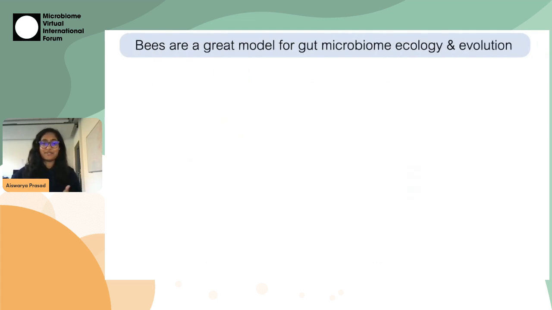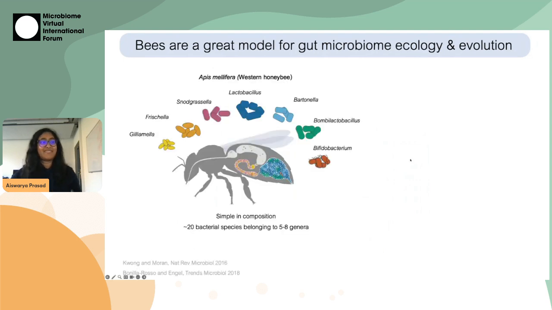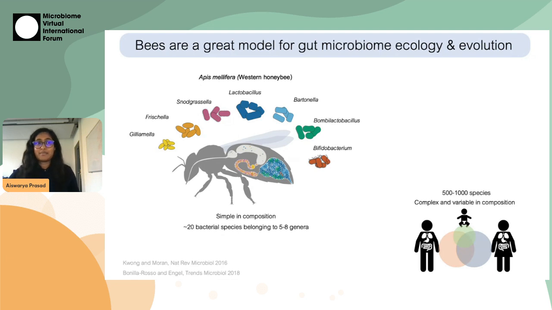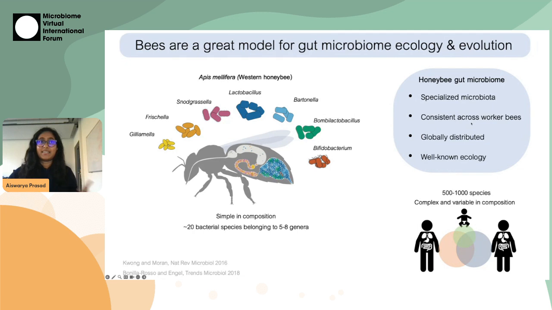So this is where I introduce you to the bees. They have a simple composition with around 20 bacterial species across 5 to 8 genera, compared to other animals, which have hundreds, if not thousands of species. They're very tractable to study. They have a consistent microbiome across worker bees, which is acquired when they emerge into adults and maintained by social transmission between individuals and from colony that leads to new ones. And these are distributed globally and have very well-known ecology.